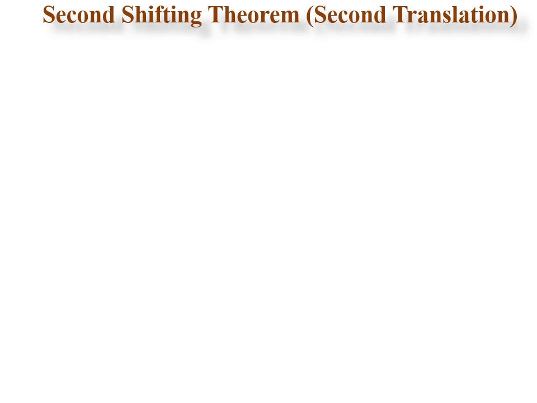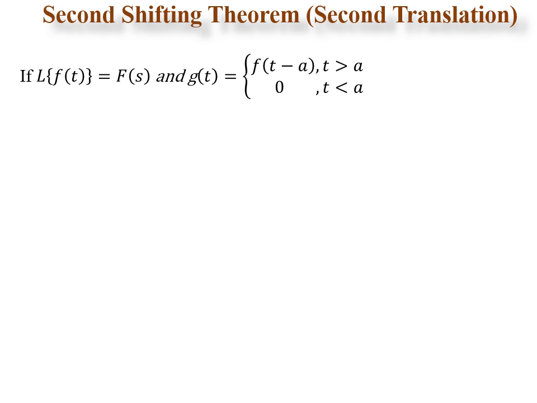Now come to the next property of the Laplace transformation, that is the second shifting theorem, or second translation as we say. Let the Laplace transform of f(t) be F(s), and we define the function g(t) in such a way that g(t) equals f(t minus a) when t is greater than a, and 0 if t is less than a. Then the Laplace transform of g(t) is e to the power minus as times F(s), where F(s) is the Laplace transform of f(t).